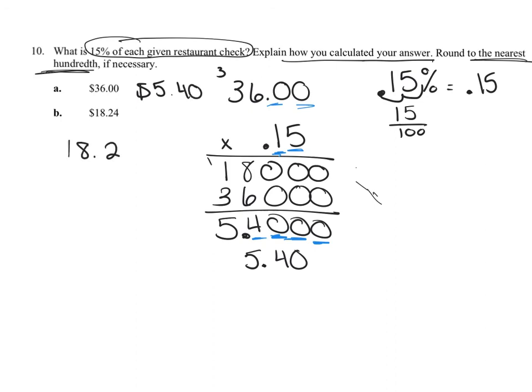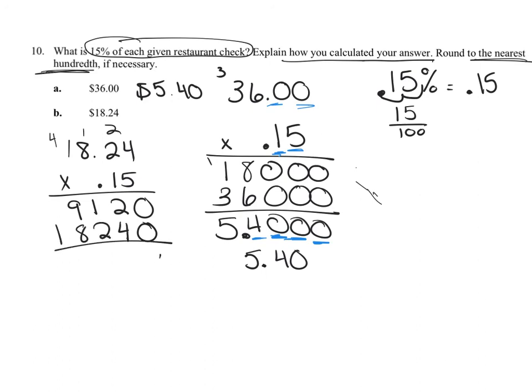Okay. For $18.24, we're going to do the exact same thing. Going to multiply that by that 15. 5 times 4 is 20. 5 times 2 is 10 plus the 2. 5 times 8 is 40 plus that 1. And 5 times 1 is 5 plus that 4 is 9. Placeholder, 1 times 4 is 4. 1 times 2 is 2. 1 times 8 is 8. 1 times 1 is 1. 0, 6, 3, 17, and 2. And once again, we're going to count 1, 2, 3, 4 places. So this is what it would be, but we have to think about it.